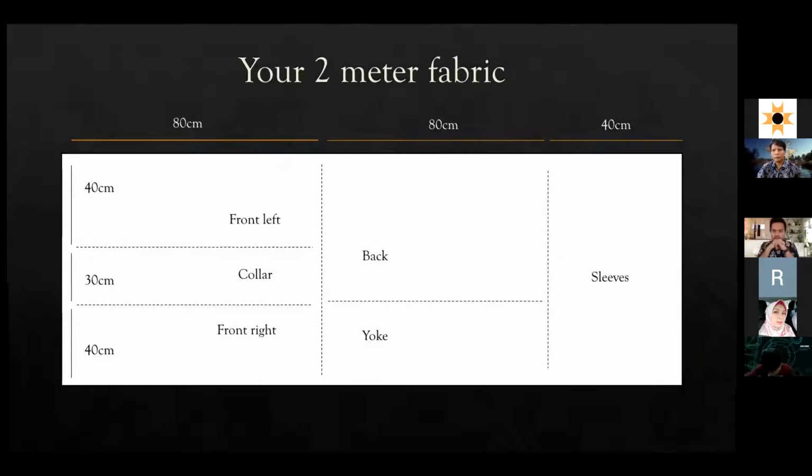So whenever you plan for placements of your motif on the fabric, you will need to know where it will be. I'm sure you guys can screenshot this and refer to it later on. So yeah, I think that's it for this.